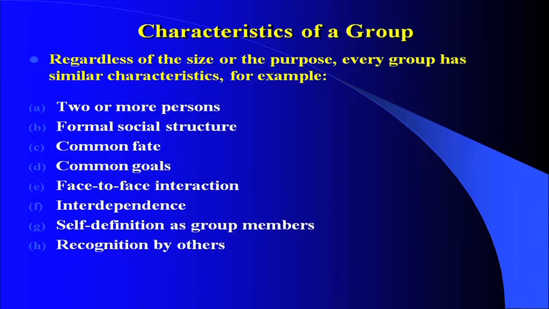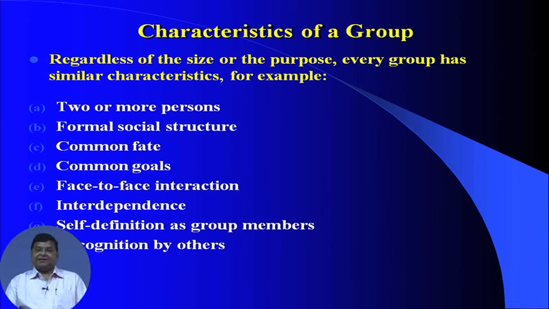Formal social structure: there should be structure in the group, that means who will be working on what. Common fate: it is the same for everybody, it's not going to be individual, everybody has the common fate. And then common goal, as I have already discussed.